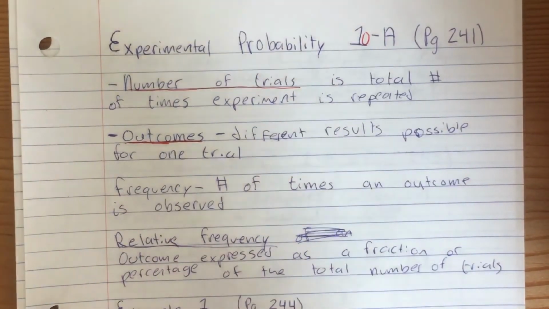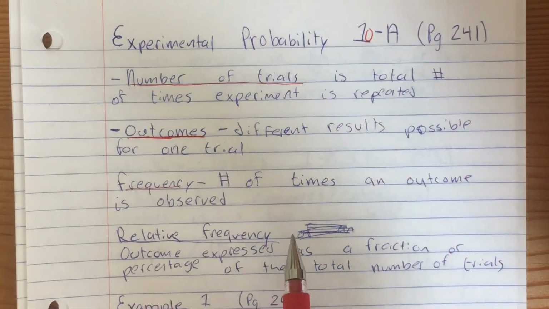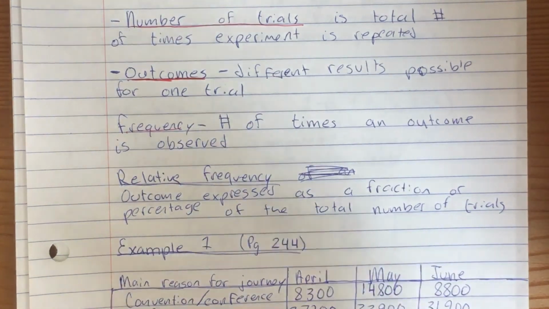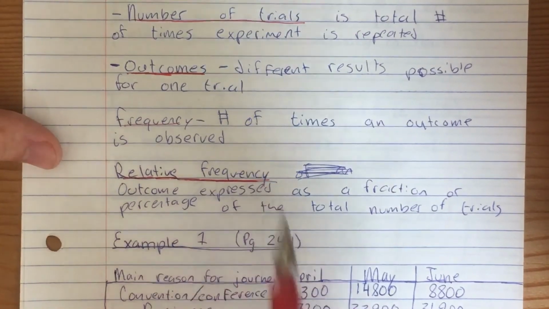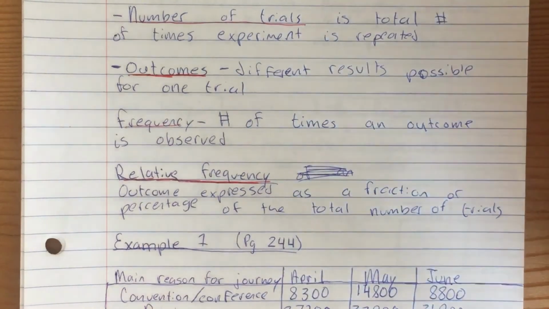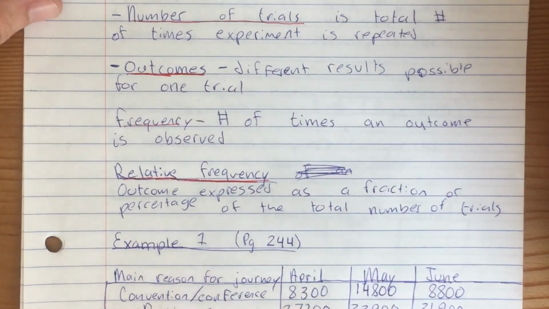We have something called frequency, which is just the number of times an outcome is observed. Then we have relative frequency, which differs a little bit; they're roughly the same thing. Relative frequency is the outcomes expressed as a fraction or percentage of the total number of trials. So frequency answers the question, how many times did something occur? Relative frequency says it occurred this many times out of how many. And now we're going to look at an example.